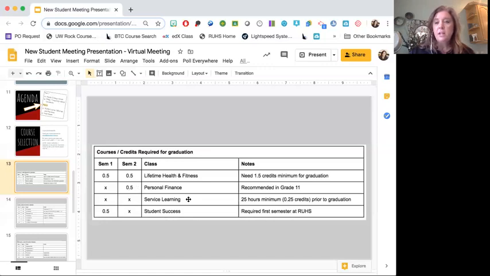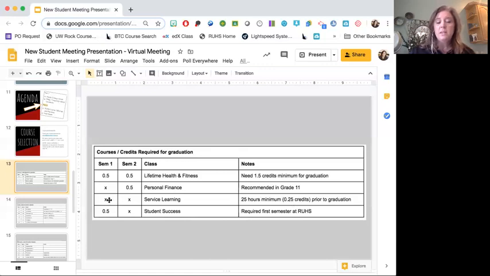For service learning, we require all of our students to do a minimum of 25 hours of service learning or community service prior to graduation. Those 25 hours will appear on your transcript as a quarter credit. You can do more. For every 25 hours you do, you can earn another quarter credit.